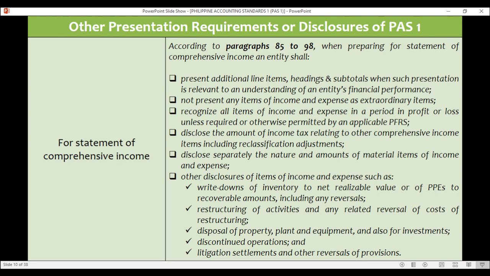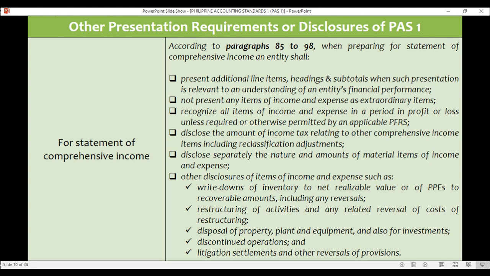Disclose separately the nature and amounts of material items of income and expense. If an item of income is different from another item of income, then present it separately, and likewise with expenses. Other disclosures for items of income and expenses are as follows: write-downs of inventories to net realizable value, or of property, plant, and equipment to recoverable amounts, including any reversal of those write-downs or impairment; restructuring of activities and any related reversals of cost of restructuring, if there are any.